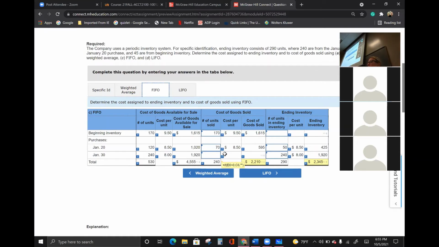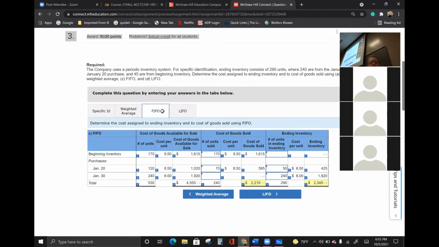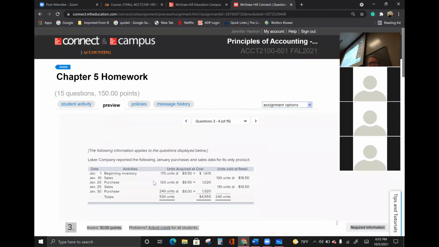So I sold 240 and I used 170 from the first batch. Now I have to look at my next batch. So the next batch is 120 units. I only need 70 of them. And the cost is $8.50. So I've used all of these and 70 of these. Do you see why? I went to the first ones. I used all of them. Now I'm going to the next bunch and I'm going to use what's left that I need to sell.